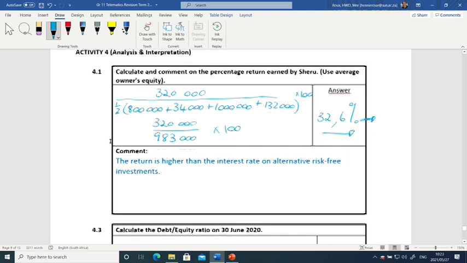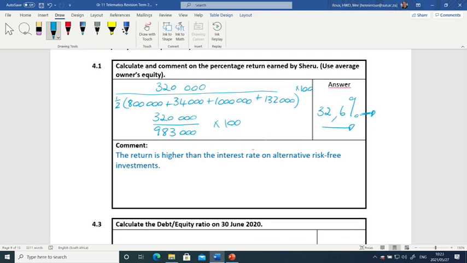Now, obviously, this is much higher than the interest rate on an alternative risk-free investment. If you go to the bank, they will not give you 32, 33% on any investment. So yes, this is acceptable, this is good. They did not give us the previous year's information on his return, so we can't do that step. But we know we must compare it to the interest rate on fixed deposits.